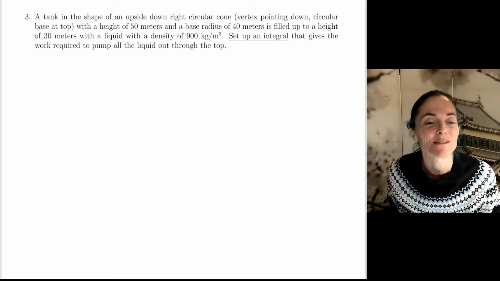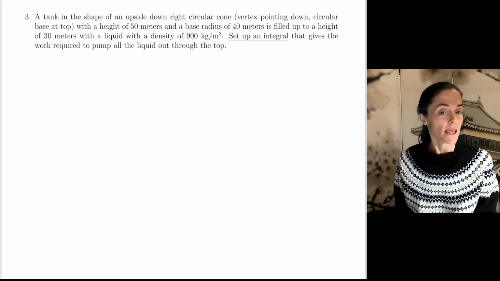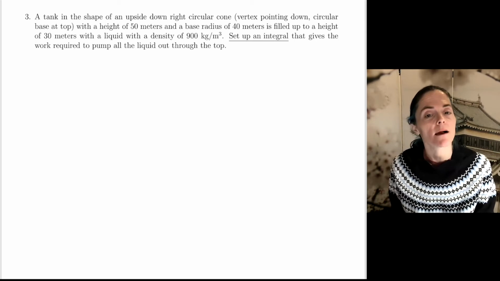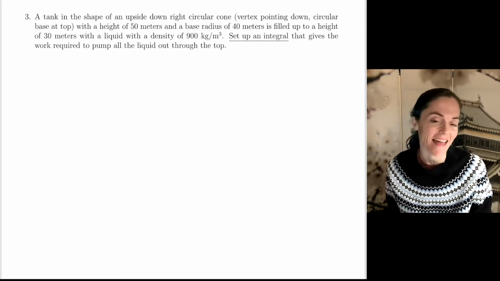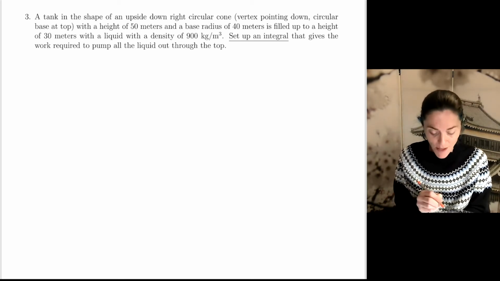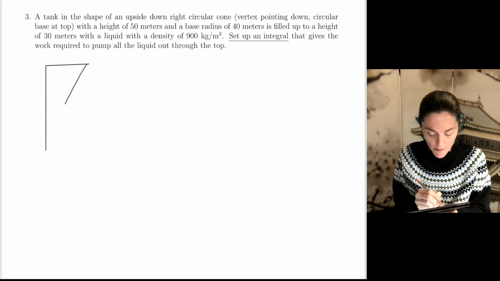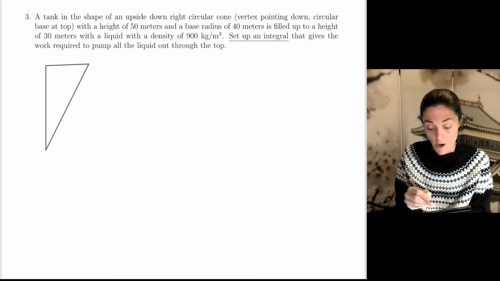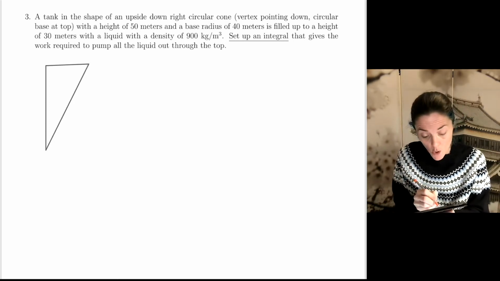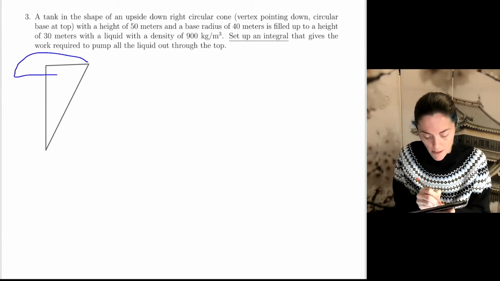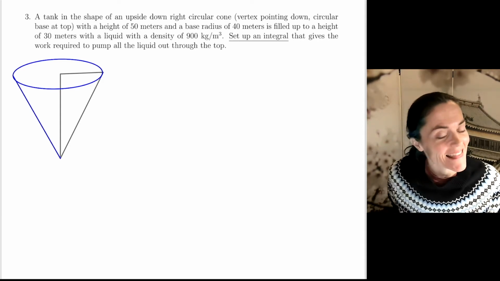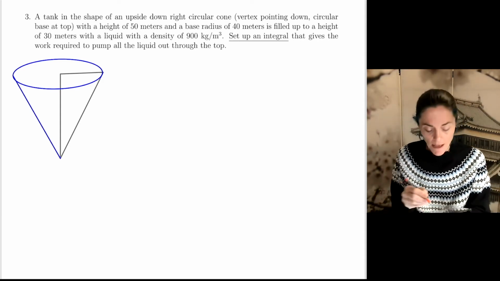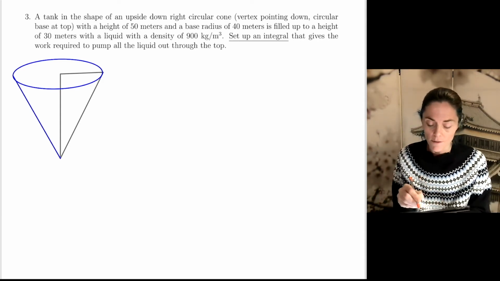We move on to number 3. We have a tank, and it's the shape of an upside down right circular cone, vertex pointing down, circular base at the top. Let's start drawing, this will help us. So if I start drawing, okay, here's a triangle. Now let's see if we can make a cone. Okay, I think that is reasonable looking. Here is my right circular cone.